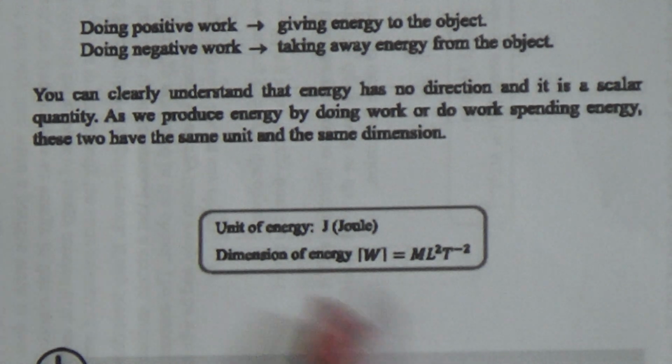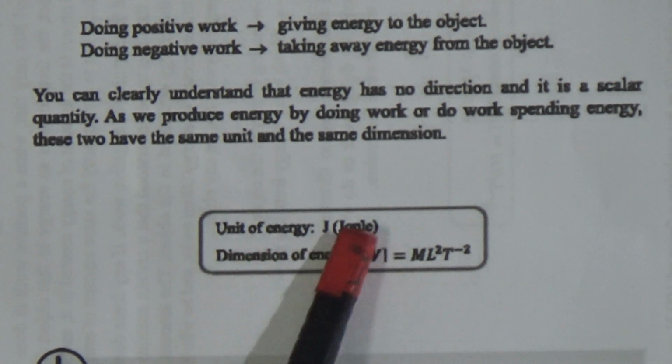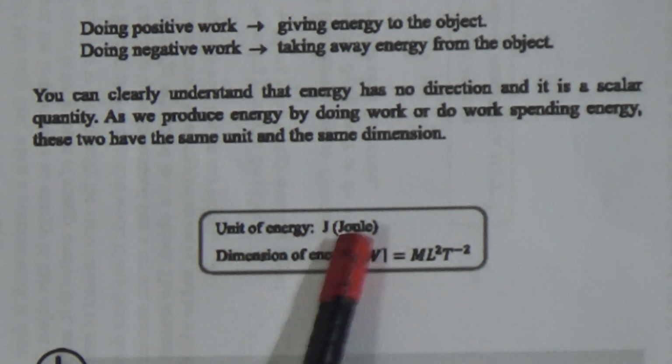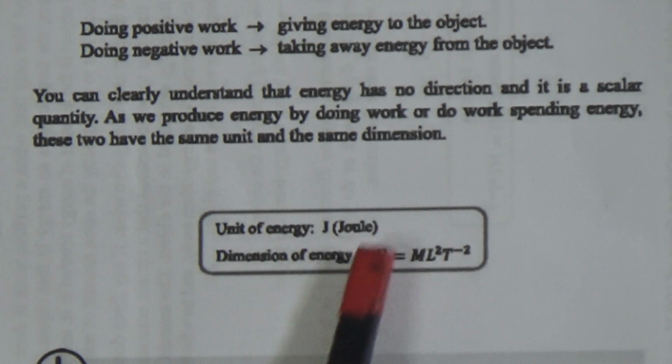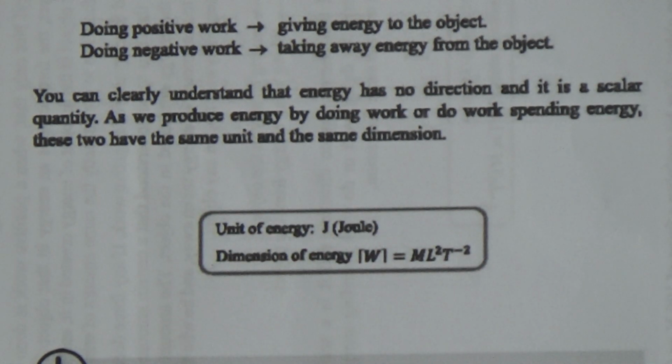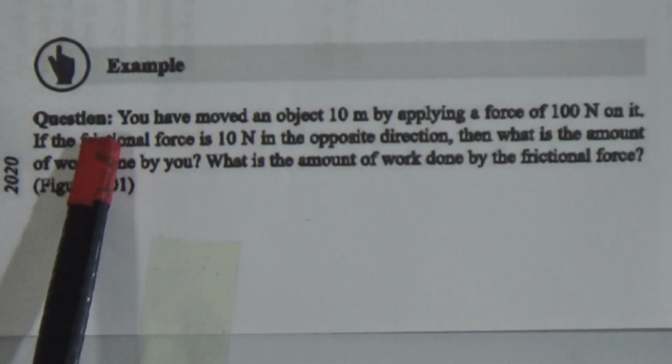My dear students, we know the unit of energy is joule. The unit of energy is also joule, and the dimension of energy is also ML² per T². So the unit and dimension of energy are the same as the unit and dimension of work. Okay, now come to the next mathematical problem.